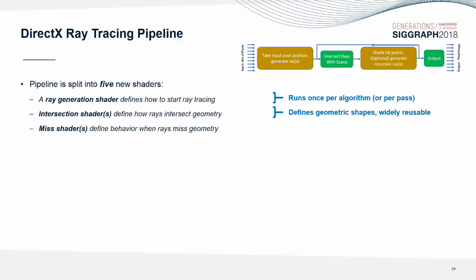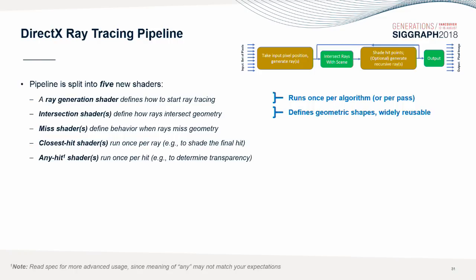Then, when you're tracing your rays, what happens if you miss? Well, you can control that using your miss shader. What happens when you hit? Well, that's controlled with your closest hit shader. And this closest hit shader, if you want to think of it at a very, very high level, is similar to your fragment shader. This is usually where you're doing shading computations. And then there's an any hit shader, which is run once per hit.